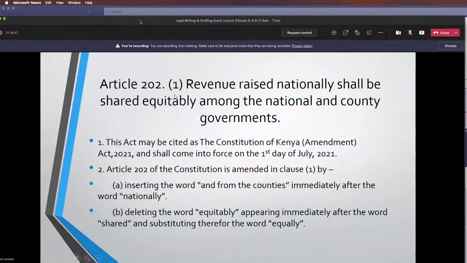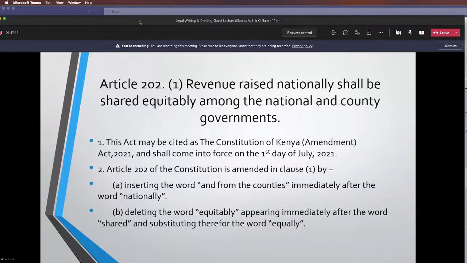Our new Article 202 clause 1 will therefore read: revenue raised nationally and from counties shall be shared equally among the national and county governments. Remember, we have 48 governments, so an interpretation would be that we divide the whole revenue by 48, or we divide the total revenue 50-50. Well, that is an interpretation.